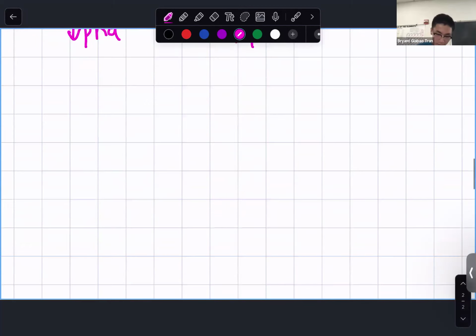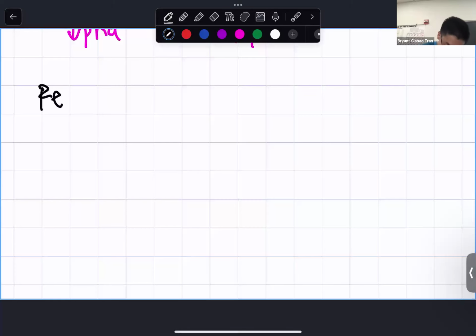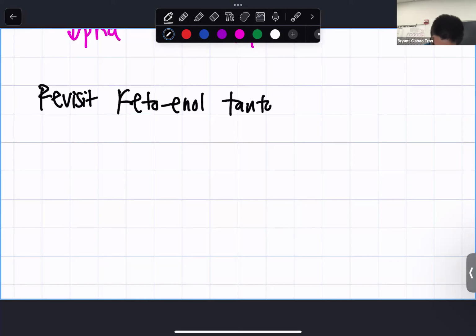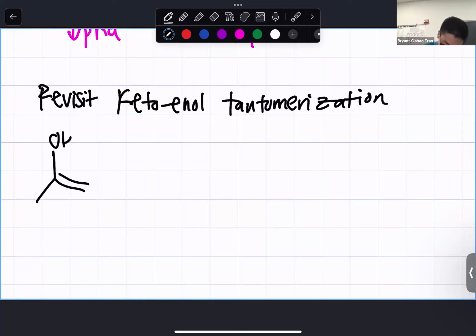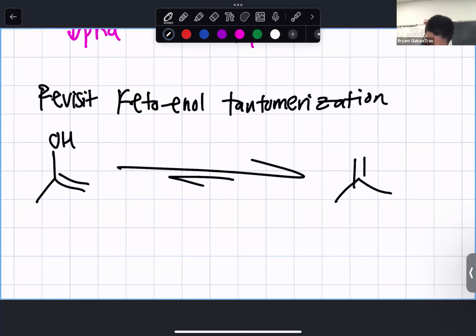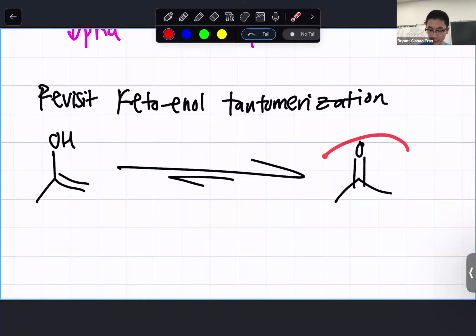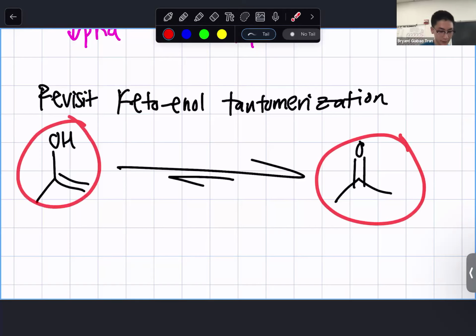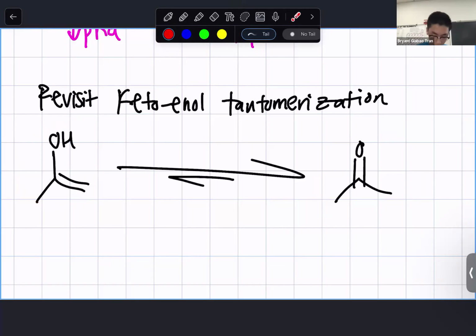So now let's revisit keto-enol tautomerization. This is a reversible reaction where if we have an enol like this, it will tautomerize into a carbonyl like that. In most cases, this carbonyl form is more stable and major than this enol form.